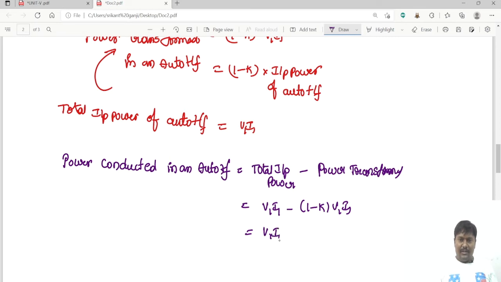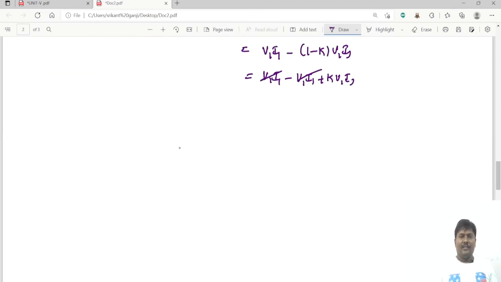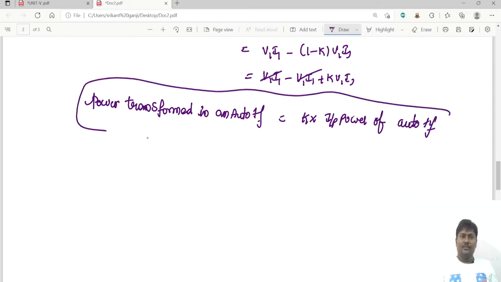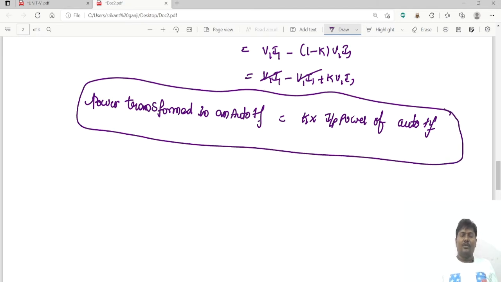So from this, V1 I1 minus V1 I1 plus K times V1 I1, and this will be cancelled, and the power conducted in an auto transformer is equal to K times the input power of the auto transformer. So this is very important.